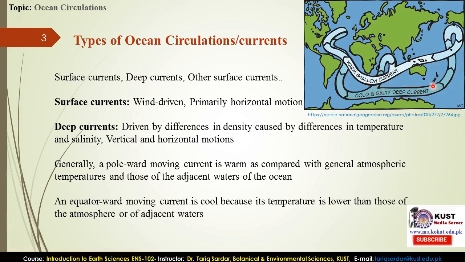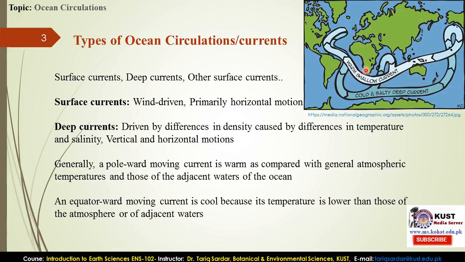It has been observed that generally the currents that move poleward, toward either the north or the south pole, are warm compared with the general temperature of the adjacent waters of the oceans. If we go towards the polar areas, the currents forming toward the subpolar areas are warm, because these transfer the cold water back towards the equatorial areas, and the equatorial water flows toward the subtropical or subpolar areas.